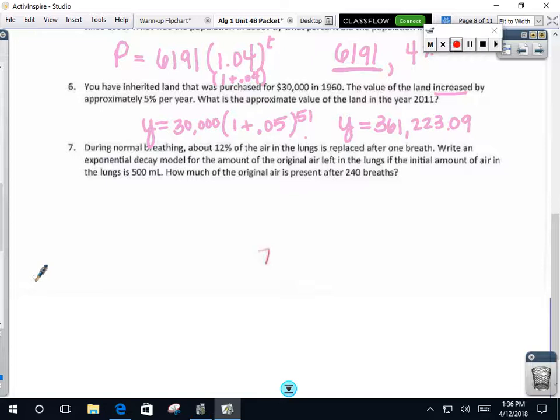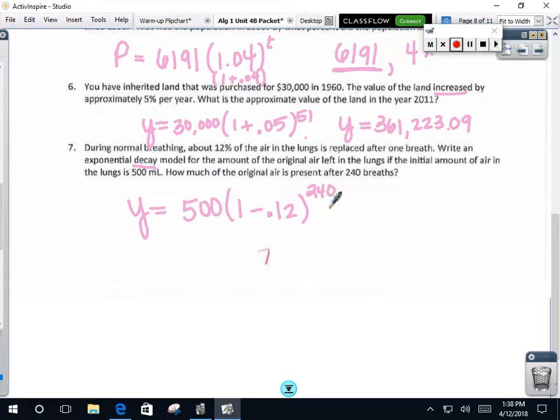All right, during normal breathing, about 12% of the air in the lungs is replaced after one breath. Write an exponential decay model for the amount of original air left in the lungs if the initial amount of air in the lungs is 500 milliliters. How much of the original air is present after 240 breaths? So Y equals. Okay. And then to the what power?